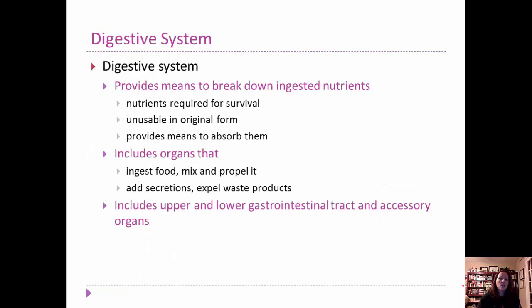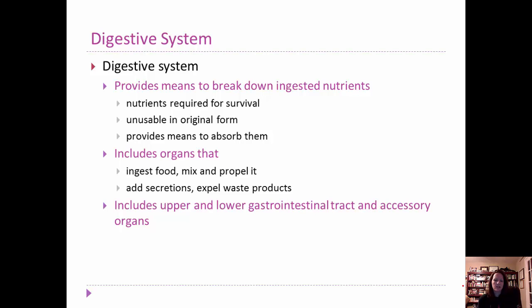So first, let's take a look at just a general overview. So we know the reason why we take in food is mainly to get the nutrients to our cells, so we can produce ATP. So that's what the digestive system is going to do. It's going to take that food that we eat, and it's going to break it down into something that can be absorbed and travel around in our bloodstream, which eventually gets to our cells. So that is going to be really the main function of the digestive system.